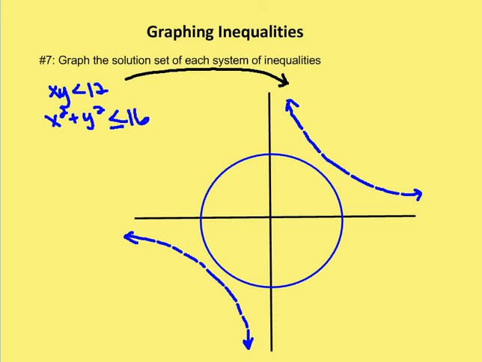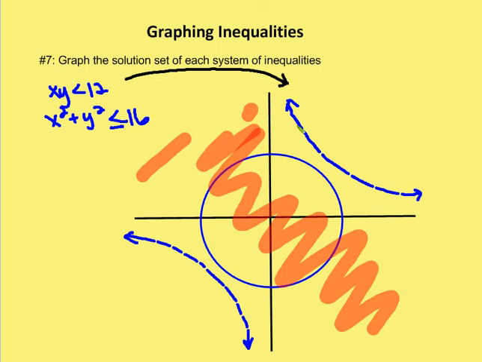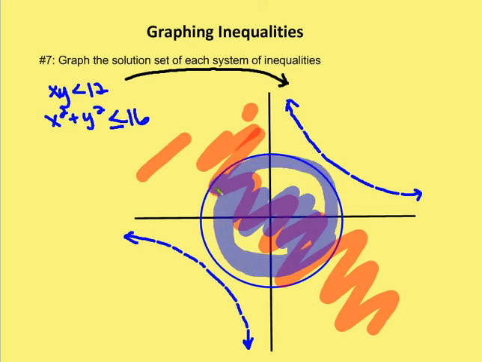So I'm going to shade in everything between these two lines. And then I have x squared plus y squared is less than or equal to 16. And again, I'm going to test my point 0, 0. I have 0 plus 0 is less than or equal to 16. So I can see if I graph that, I'm going to have everything inside of this circle, and also equal to the circle. So my solution set is everything inside and on the circle itself.